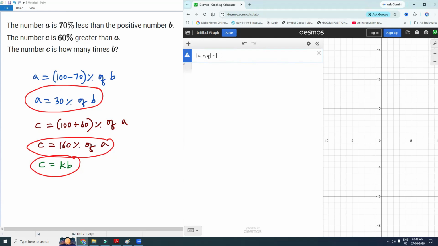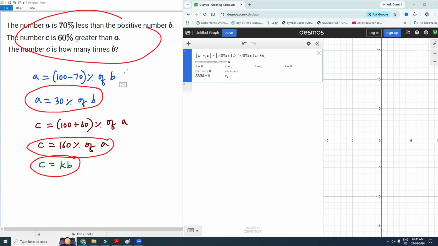Now we have to consider the quantities on the right side of all three equations separated by commas. That is 30% of B in the first equation. In the second equation we have 160% of A on the right side. In the third equation we have KB on the right side. Now close the square bracket. Here we get 0 as values for all the four constants A, C, B and K. I think Desmos does not work with the problem we have over here.